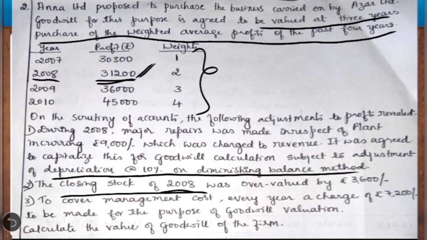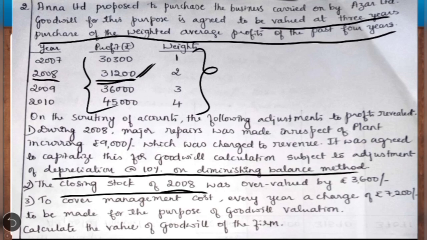Then coming to the third one, to cover the management cost, every year a charge of 7,200 is to be made for the purpose of goodwill valuation. So far, while preparing the profit and loss account and arriving at these profits, they have not shown management cost in the profit and loss account. But now for the purpose of goodwill valuation, they have decided to provide for this management cost every year. So you have to deduct this management cost from the profit of each year, that is 2007, 8, 9 and 10. So after considering all these adjustments, we are going to calculate the value of goodwill.